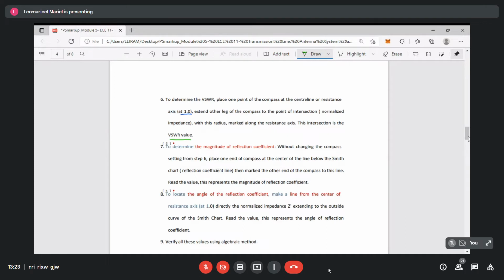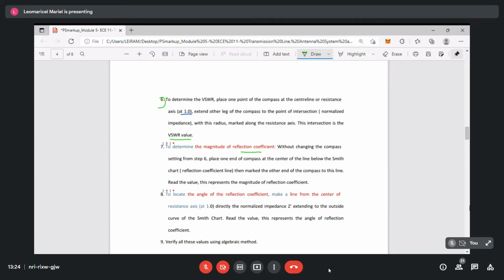Then, pagka nakuha na yung value, to determine naman the magnitude of the reflection coefficient, without changing the compass setting, in step 6, place one end of the compass at the center line below the Smith chart reflection coefficient. So, ibig sabihin, yung pinakita ko sa inyo nasa baba, yun din yung gagamitin nyo. Okay?